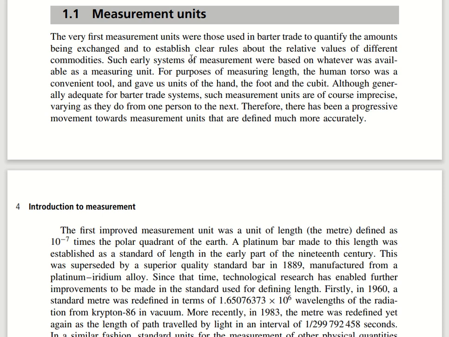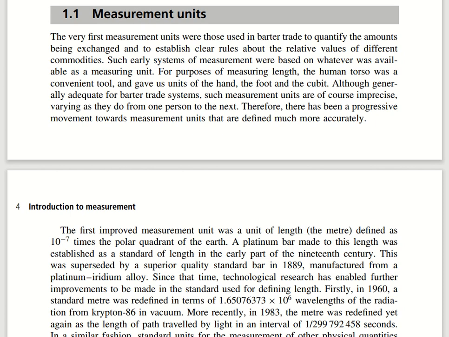So that system was based on whatever was available as a measuring unit, and because it was based on whatever was available, it didn't have the assurance of fair trade. And also it was very localized. So for example, see here, for the purpose of measuring length, the human torso was a convenient tool, right? And gave us the unit of the hand. Then the foot came up, 1 foot, 2 foot, 3 foot, and the cubit.